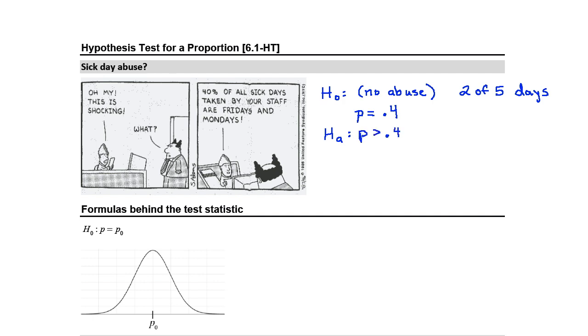But of course, we can see here that our sample statistic p hat is exactly 0.4, right? 40%. So she's trying to make a shocking statement to her boss here when in fact there's no evidence of anything at all.